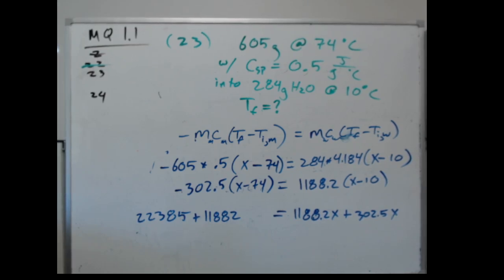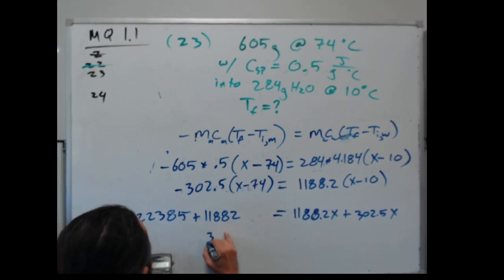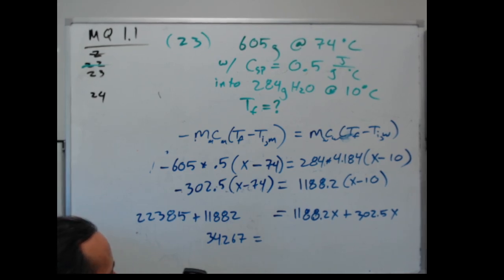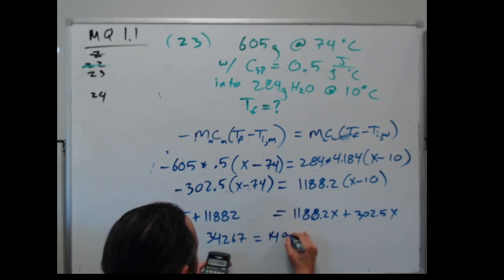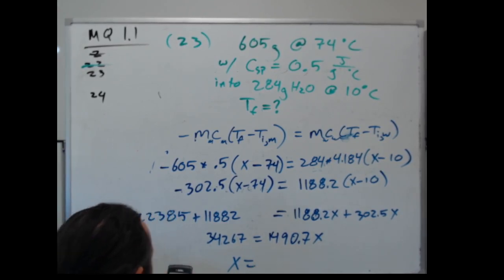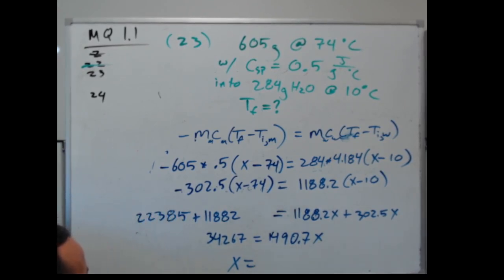So this is going to give me 34267 equal to 2 plus 302.5 times 34267.